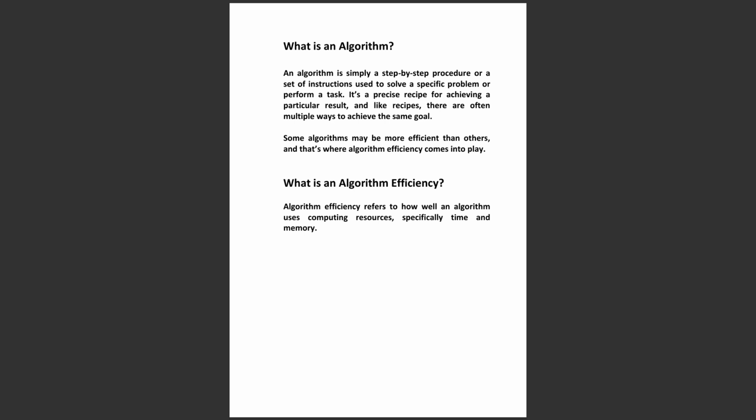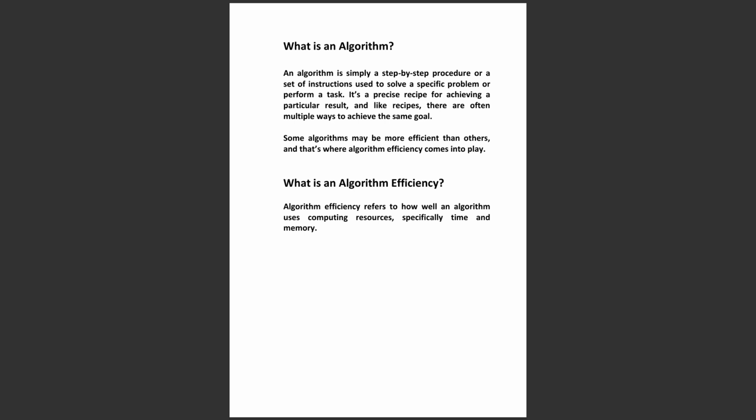So what is an algorithm? An algorithm is simply a step-by-step procedure or a set of instructions used to solve a specific problem or perform a task. A precise recipe for achieving a particular result, and like recipes, there are often multiple ways to achieve the same goal. Some algorithms may be more efficient than others, and that's where algorithm efficiency comes into play.